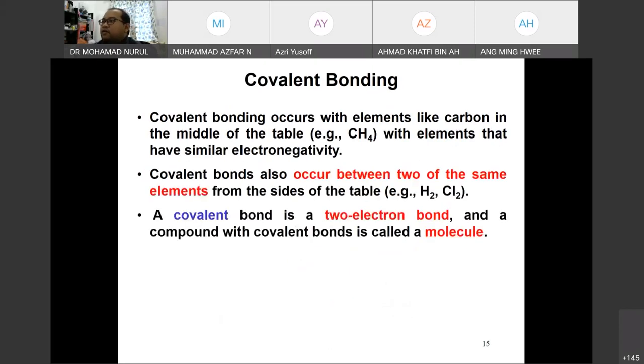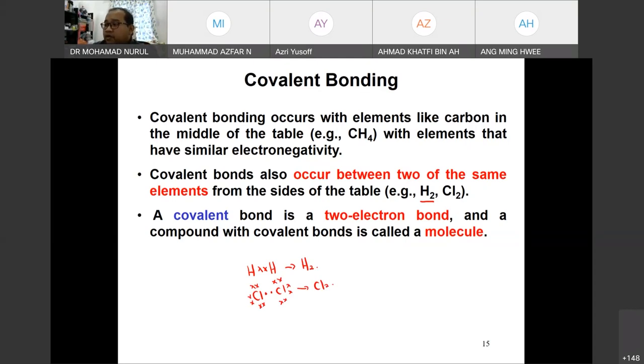So for covalent bonding, it occurs with elements like carbon in the middle of the periodic table, with elements that have similar electronegativity. Covalent bonds also occur between two of the same element, for example hydrogen. This is the easiest way: hydrogen has one electron, sharing with another hydrogen to become H2. The same goes for chlorine, which you draw as a Lewis structure, Cl2. That's why chlorine cannot exist independently, it has to form diatomic gas.